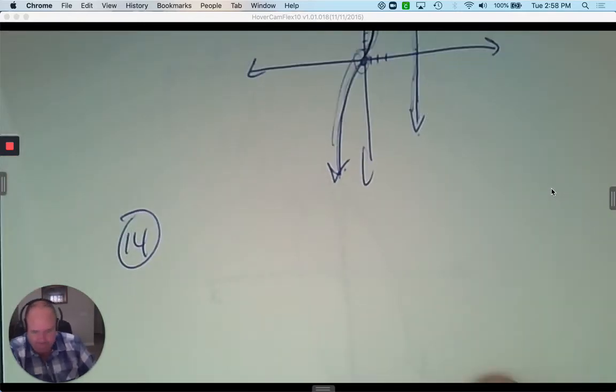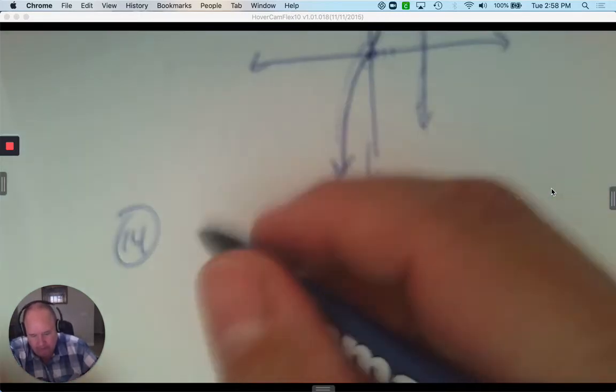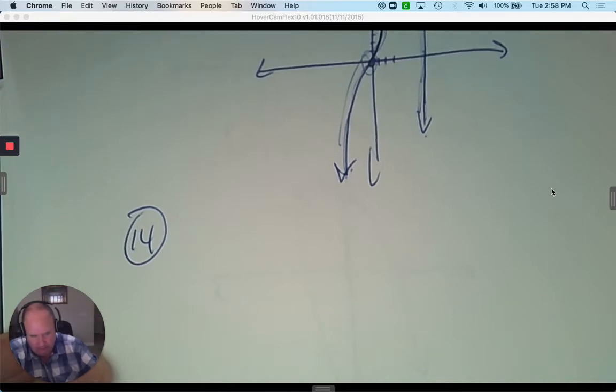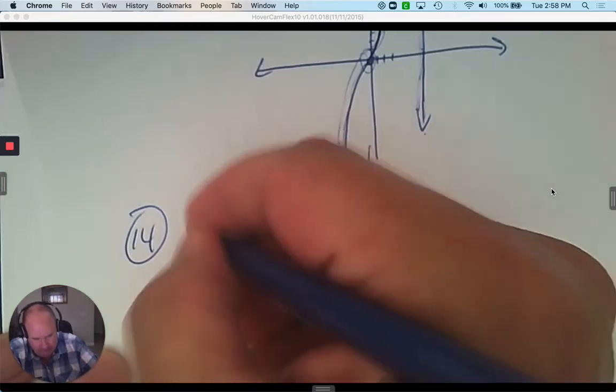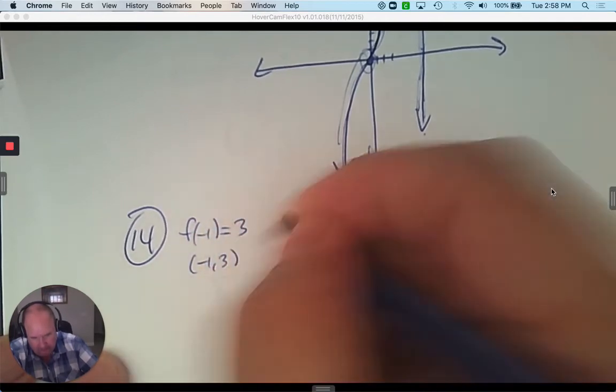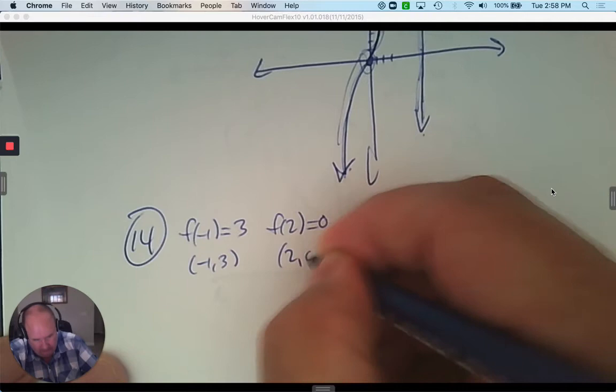Powerful, isn't it? No calculator. Use the following information to sketch a possible graph of f. If f is a continuous function, so no breaks or jumps or anything like that. So we're given f(-1) = 3. That's a point on my graph. We're given f(2) = 0. That's a point on my graph.